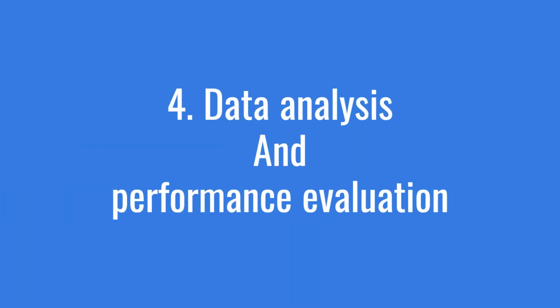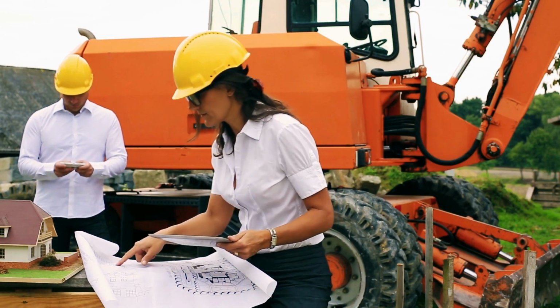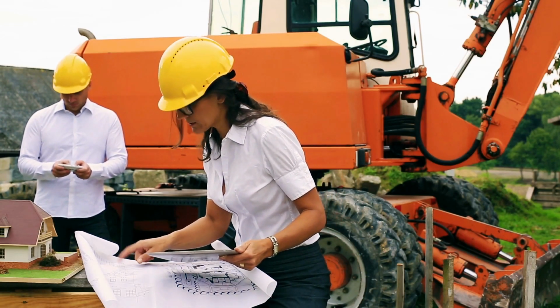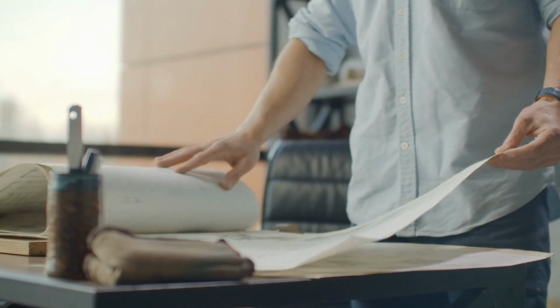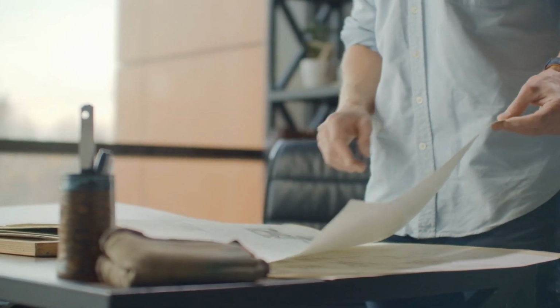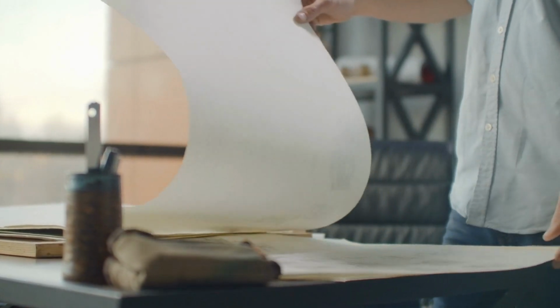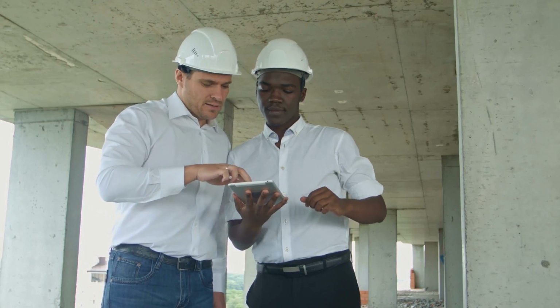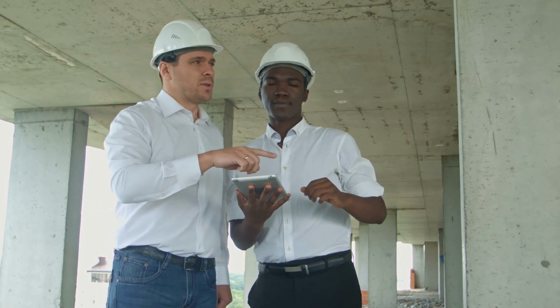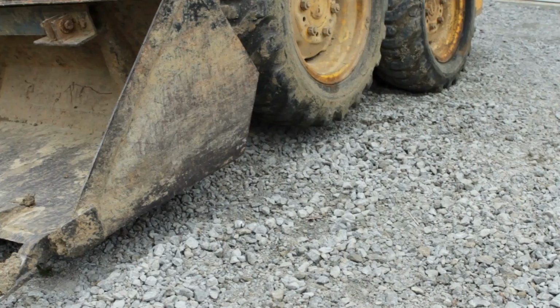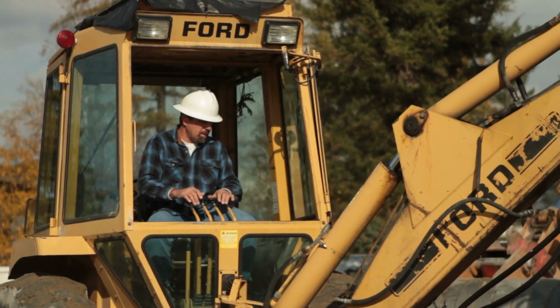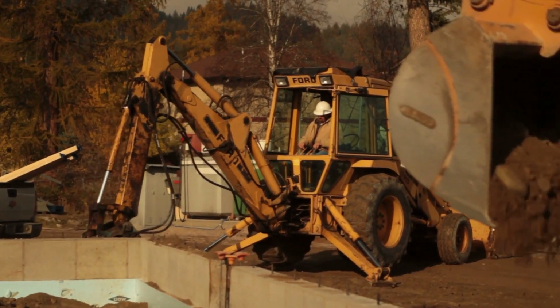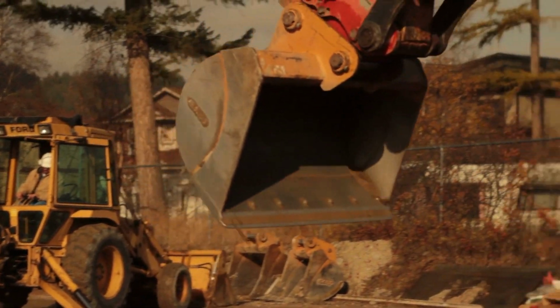4. Data analysis and performance evaluation. One of the most interesting tasks that industrial engineers can do on construction sites is collecting and analyzing data related to construction processes and performance. For example, analyzing data from construction equipment sensors to monitor fuel consumption, maintenance requirements, and operator performance, and using the insights to optimize equipment usage and reduce downtime.